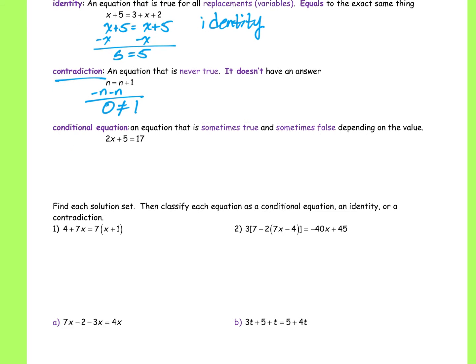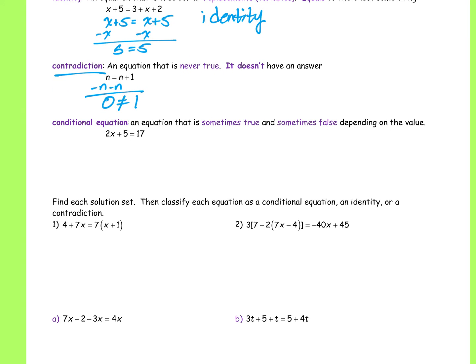And then a conditional equation, looks like I need to put a space in there, is the one that you'll see the most, and that's the one that you do most of the time. You get one answer, right? I get x equals something. So subtract 5, and I get 2x equals 12. Divide by 2, x equals 6, right? That's what we're used to doing. Those are called conditional equations. It's an equation that's sometimes true and sometimes false depending on the value. Well, it's only true when x equals 6. Any other time, it's not true at all.